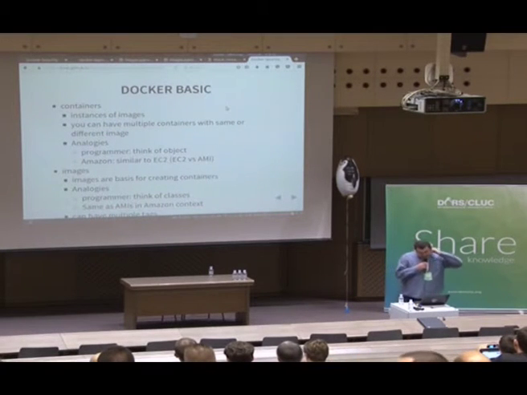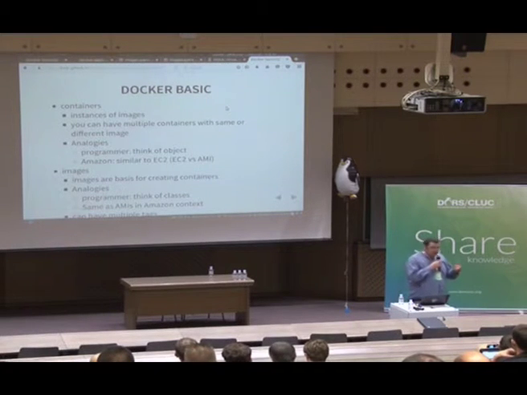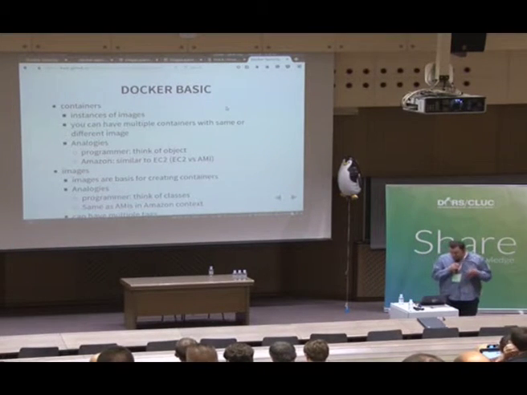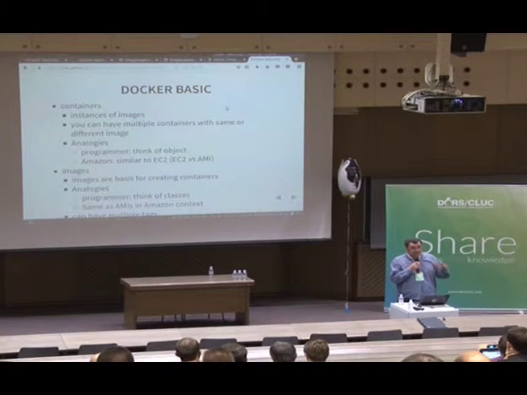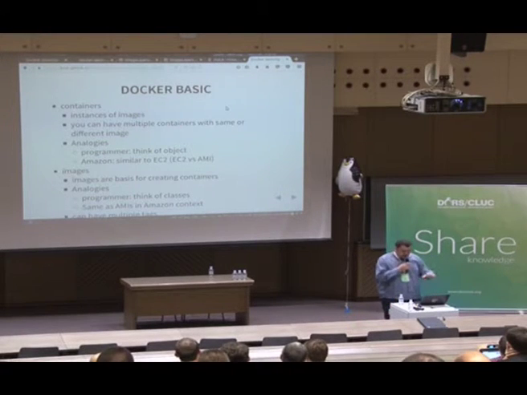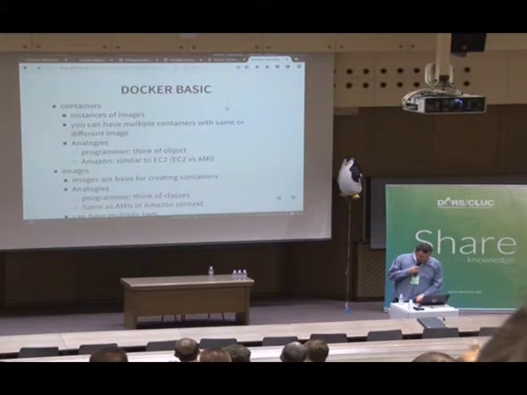If you look at the basics, you have two things. One is containers, which, if you're a programmer, you can look at as objects instantiated from classes. And you have images, which are, if you're a programmer, some kind of classes which you want to instantiate and then have the container itself. This is just to get the basics about the terms we are using here.